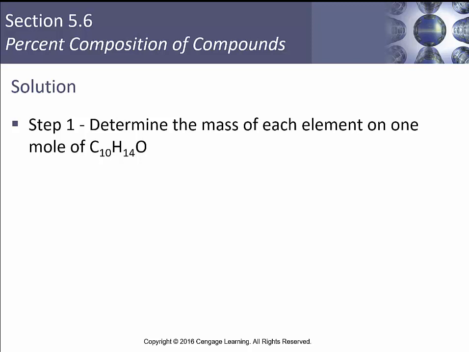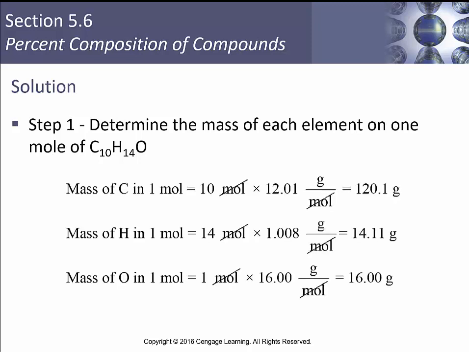We've got C10H14O. We'll start off with our mass of carbon. We're going to do 10 times 12.01 grams per mole, 120.1 grams. The mass of hydrogen in 1 mole would be 14, because we've got 14 H's, times 1.008 gives us 14 grams. And the mass of oxygen, we only have 1, times 16 is 16 grams. Now we can just add this all up.